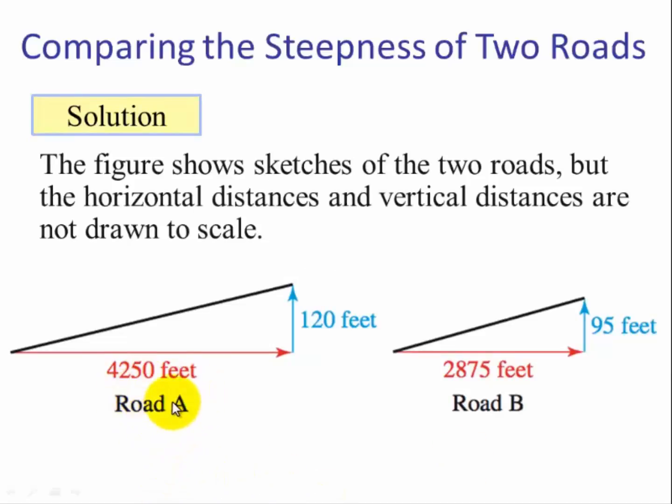So here we have road A. The vertical is 120 feet. The horizontal is 4,250. For road B, vertical is 95. The horizontal is 2,875.